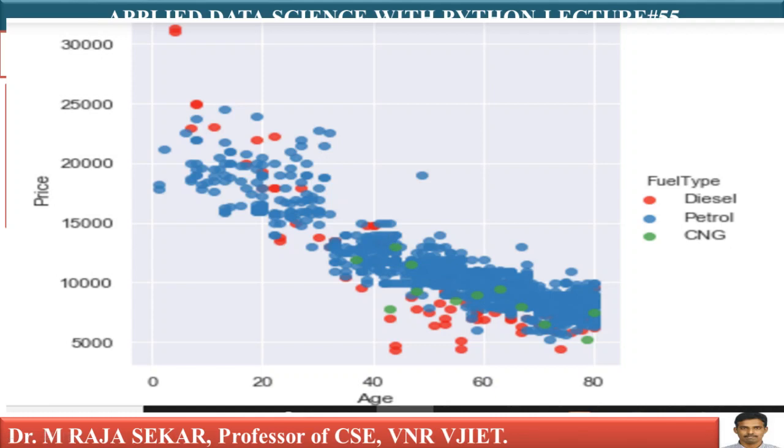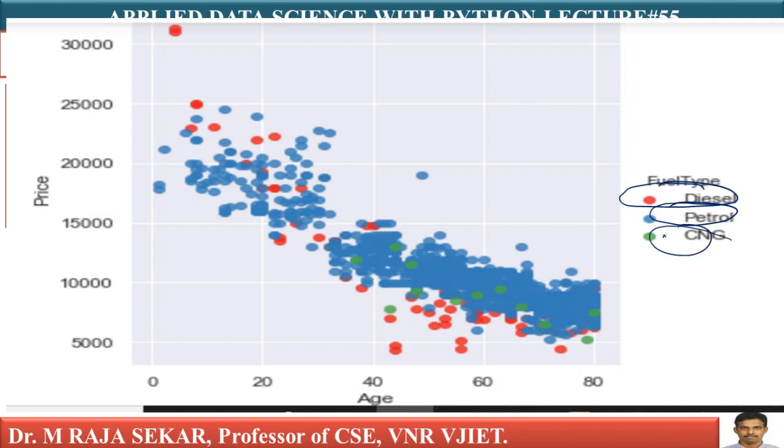How can I differentiate it? Just see here, red color. Let me explain like this. It's simple and straightforward. This red represents diesel. Blue represents petrol. This blue represents petrol. Green represents CNG. That's what I told.